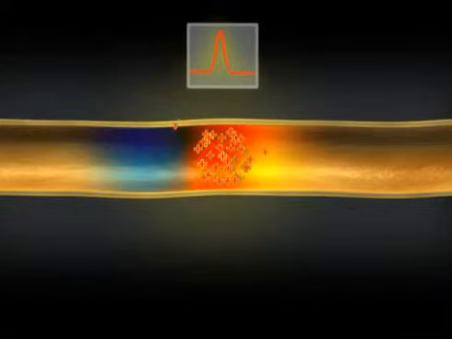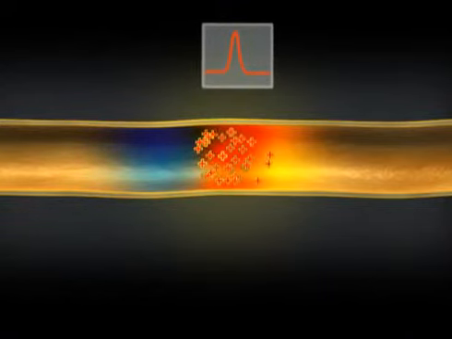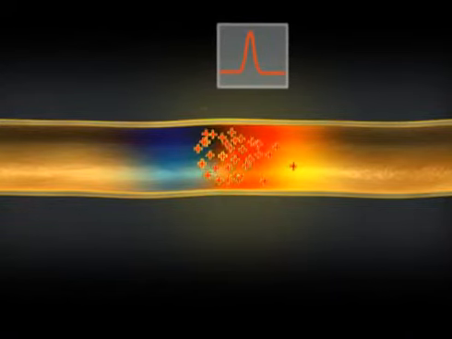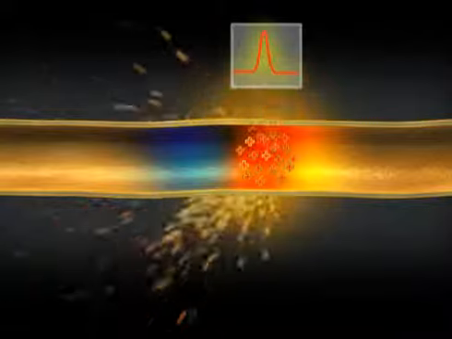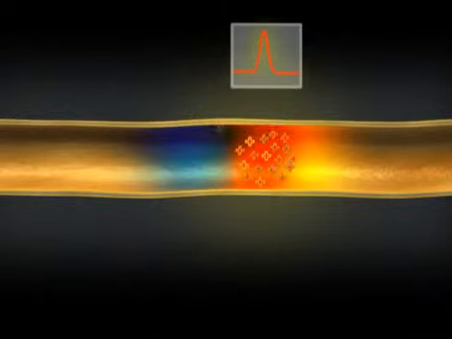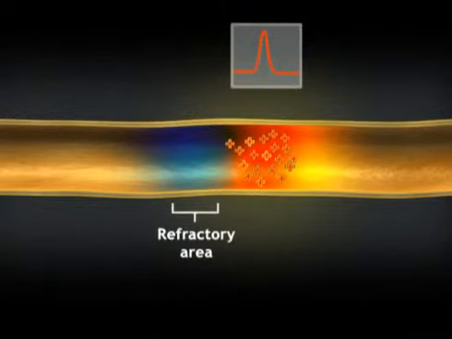Now, 2 milliseconds later, the positive charge spreads to the next adjacent region of the axon, and it reaches its threshold and fires an action potential. The region of axon that fired a millisecond ago cannot be depolarized. It is refractory.